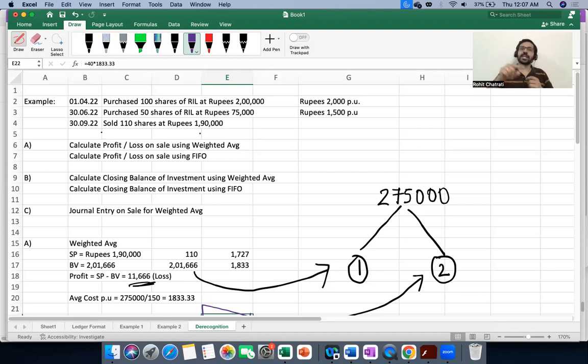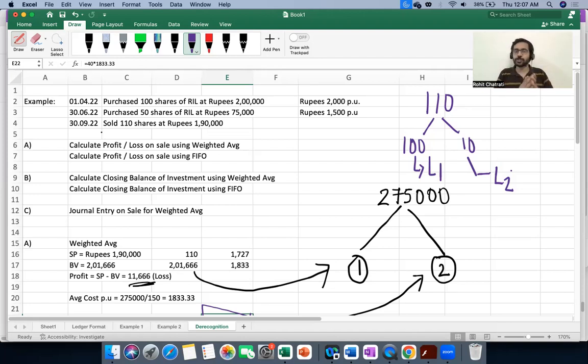In this case, we purchased 100 shares first, and then the second purchase was of 50 shares, and then there was a direct sale of 110. So I am going to say that out of the 110, 100 shares are coming from lot 1, and the remaining 10 shares I will say are coming from lot 2. So there were two lots, a 100 shares lot and a 50 shares lot.